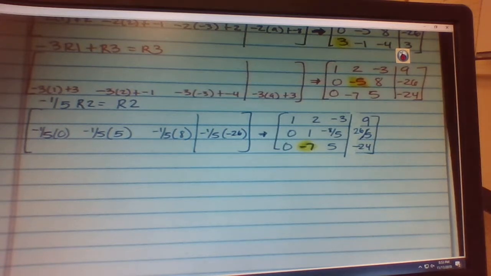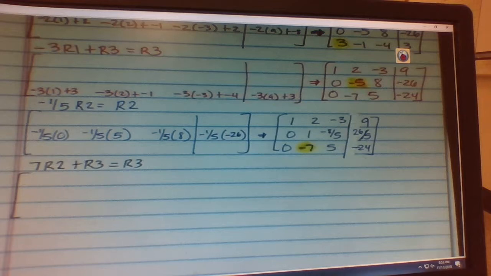Because 1, 0, 1, this is the one you're trying to make a 0. So where's the 1 on this column? Remember, when you're making these zeros, you use row 1. When you're making this guy 0, you're going to use row 2, because that's where the 1 is at. And then add it to row 3. So there it is: 2 times row 2 plus row 3 equals your new row 3.